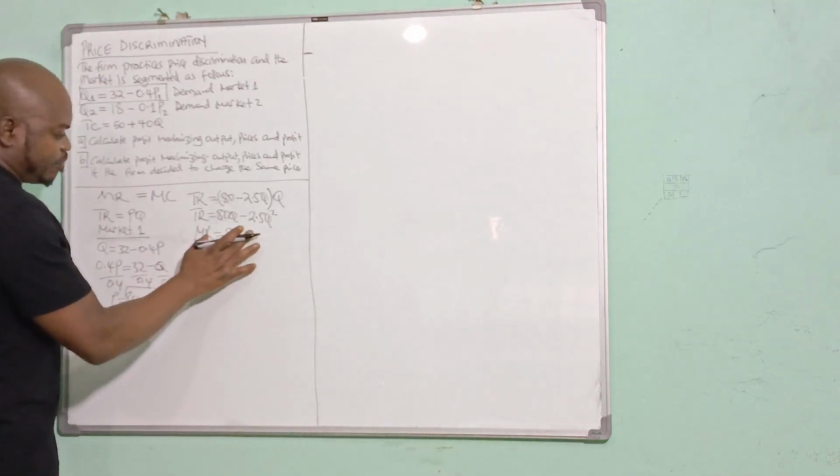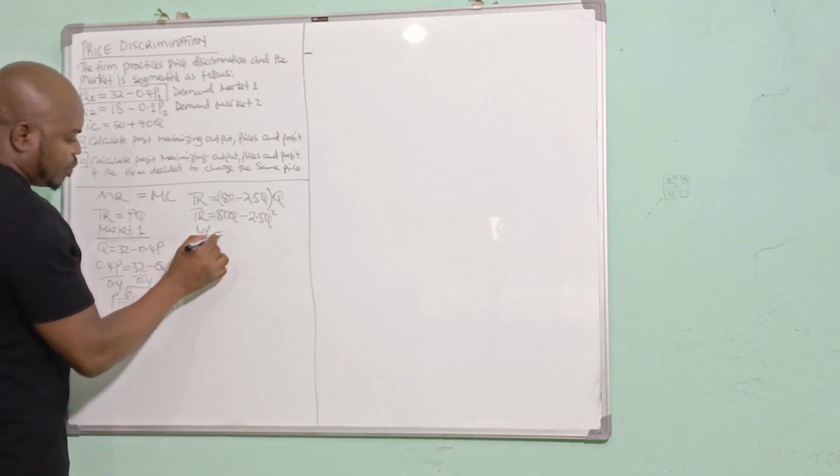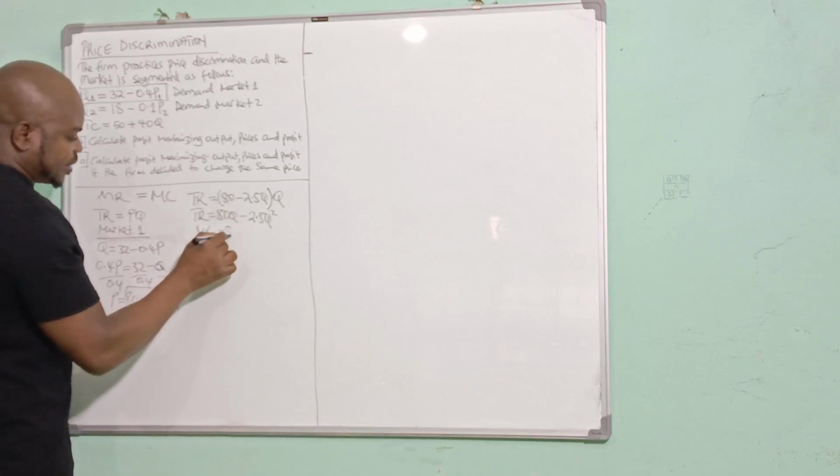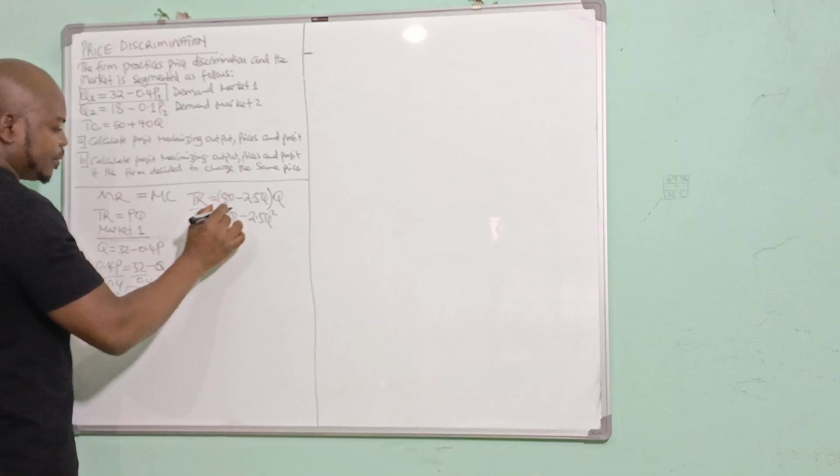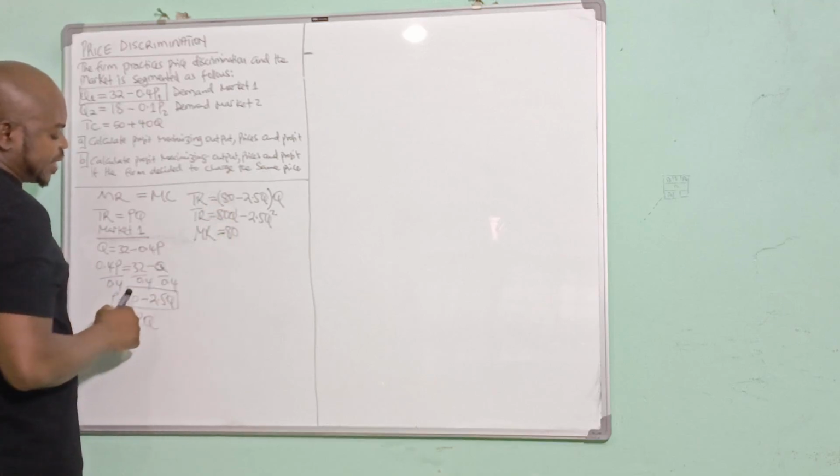We know how to derivate by now. There's a video where I demonstrated how to do this. 1 multiplied by 80 is 80. This is raised to the power 1. So the power multiplied by 80 is 80.